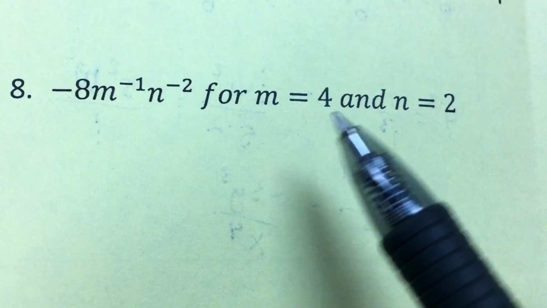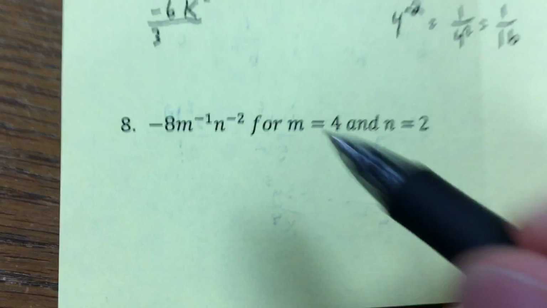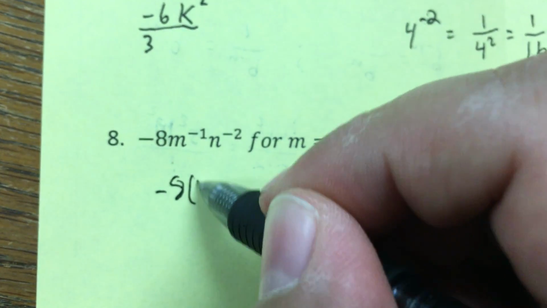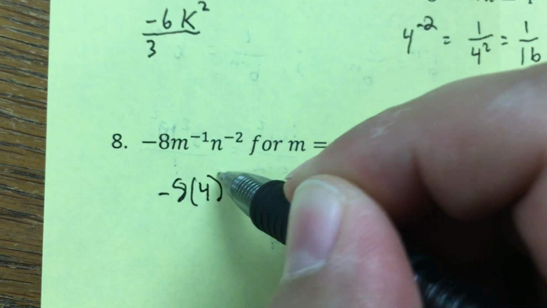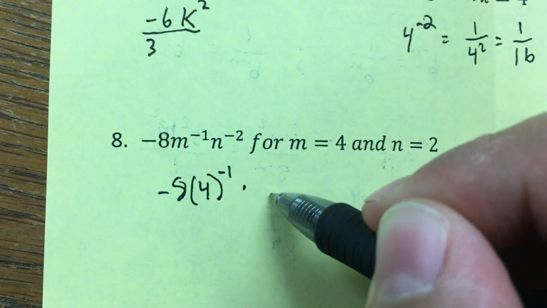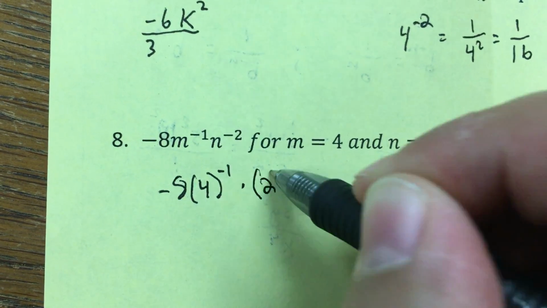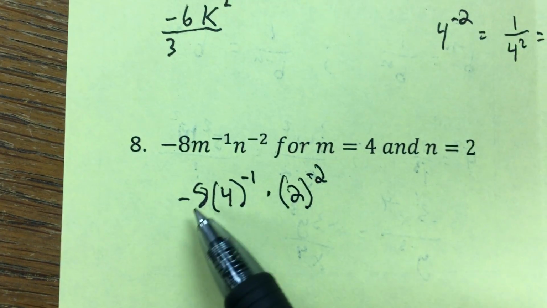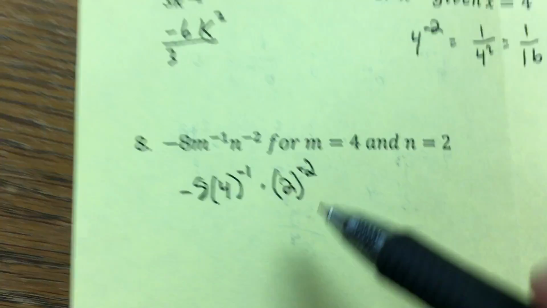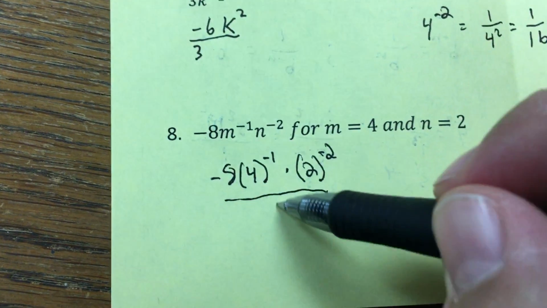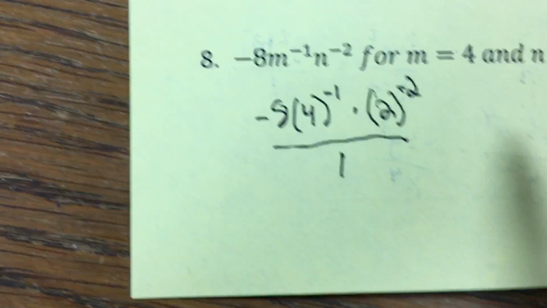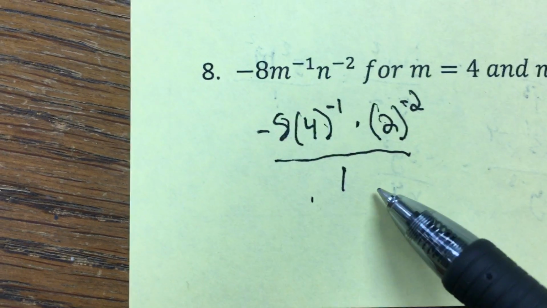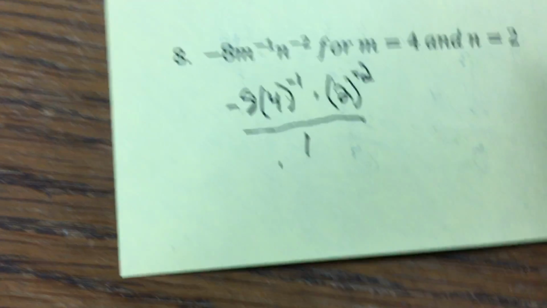Now we have to substitute these numbers in for our variables. So let's just rewrite the equation with the substitutions. So we have negative 8 times 4, because that's what m is, to the negative 1, times n is 2 to the negative 2. Okay? Well, we know that all of this right now is on top of the fraction. We know that there is a fraction bar here and a 1 on the bottom, so that's always there. So we're going to take the 4 and move it down. We're going to take the 2 and move it down, and we're going to leave the -8 up top.